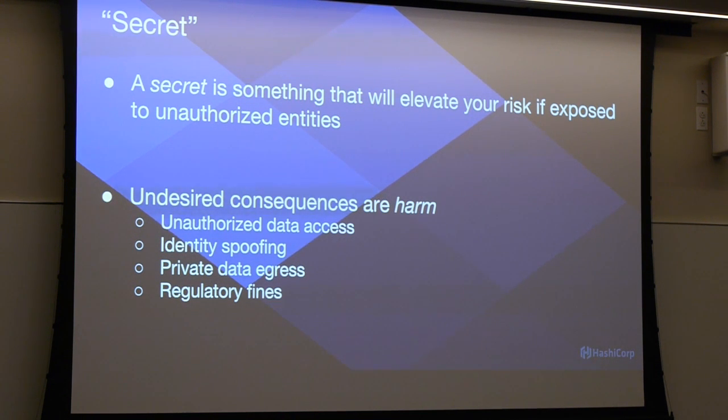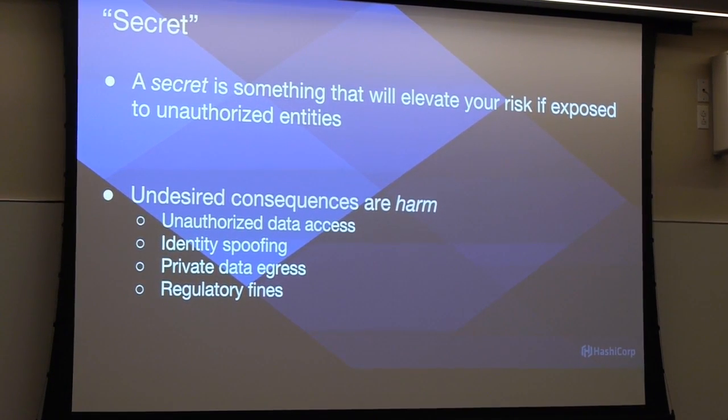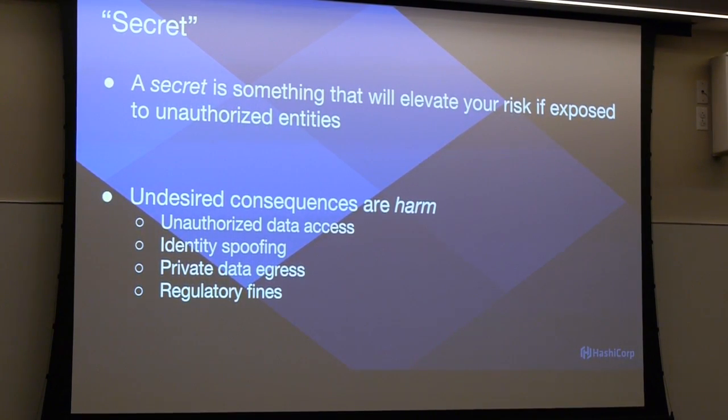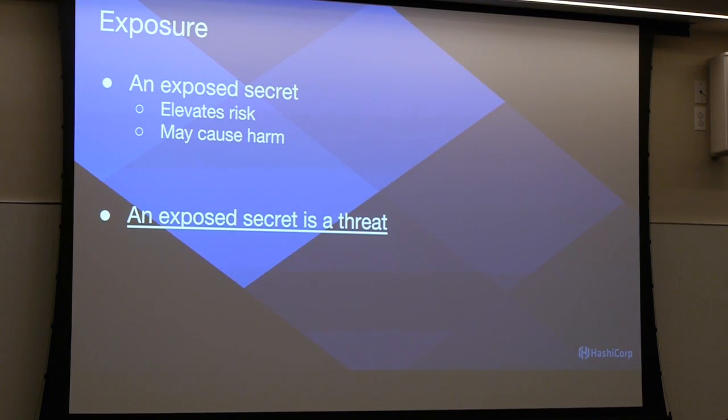Unintended consequences are harm. These are things like regulatory fines if someone leaks documents that say you're doing bad things, identity spoofing, getting credit card numbers and having data breaches. Those are harms to your organization. It can even be something as simple as some kind of embarrassing revelation coming out that causes eventual loss of customers. All right, so getting it kind of full circle: an exposed secret elevates risk. It may cause harm, so an exposed secret is a threat. So that's the high level. When we say secret, what do we mean? We mean something that is a threat to your business because it can cause unintended harm, it can have consequences, and it is risky.